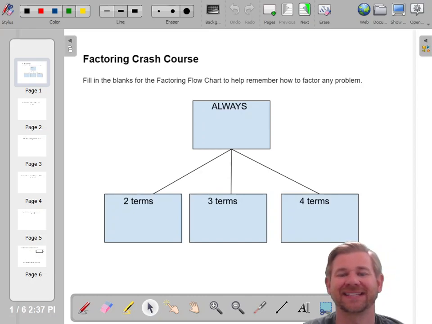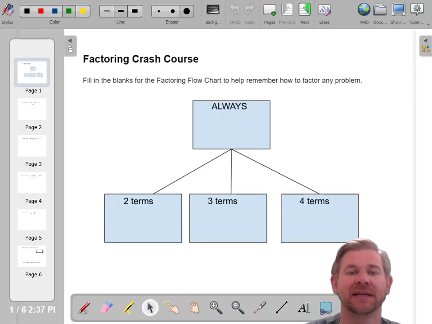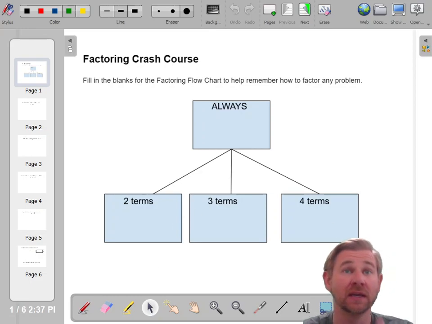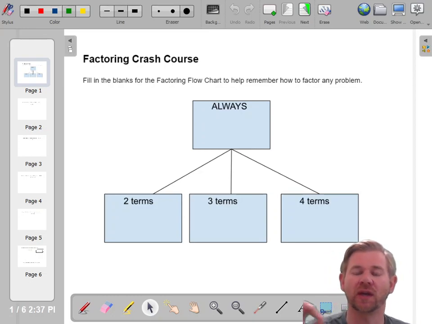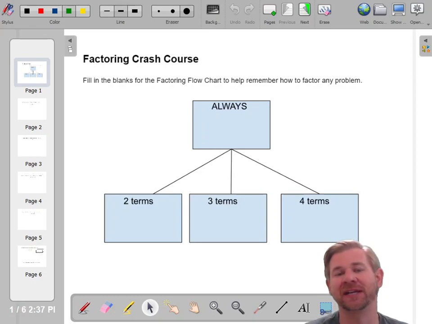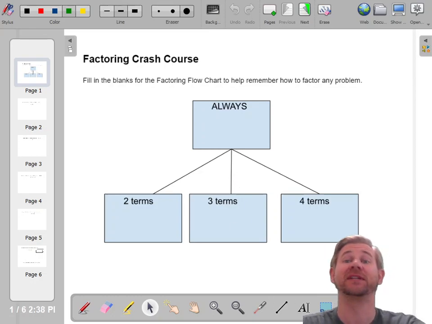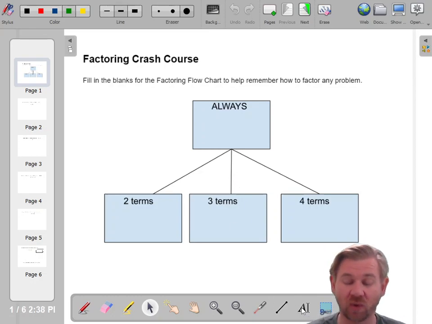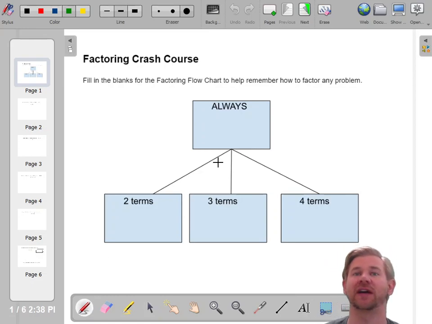Hello everyone, let's wrap up the ideas from all of the things we've learned in Algebra 1 about factoring and review those things real quick. So I'll try and give you some strategy here. How you're going to factor really depends on how many terms there are. The exception to that is that no matter what type of factoring you're going to do, you're going to look for a greatest common factor.